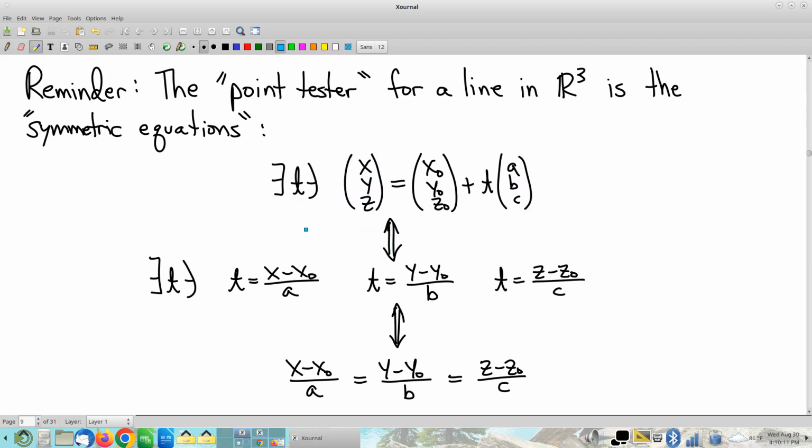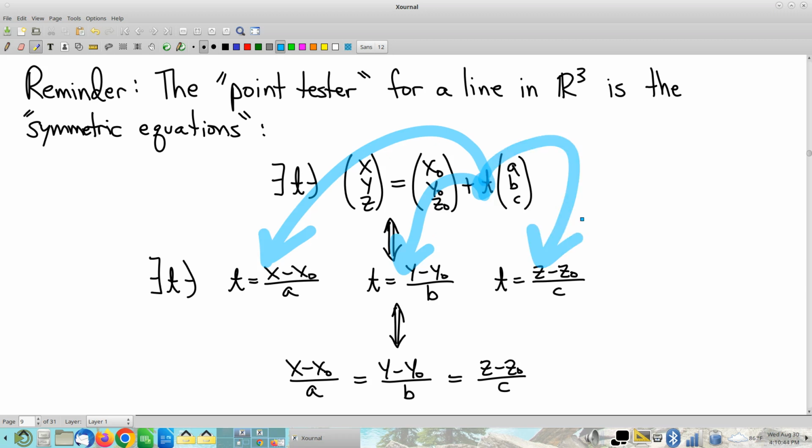All right, but here's what you can do. Clever move. Notice that this one equation here, the vector equation, only works if all three coordinates work. So this is actually three equations. And in each of those three equations you can solve for t. So looking at the first coordinate, that t has to be x minus x naught over a. Looking at the second coordinate, it has to be y minus y naught over b. It also likewise has to be z minus z naught over c.